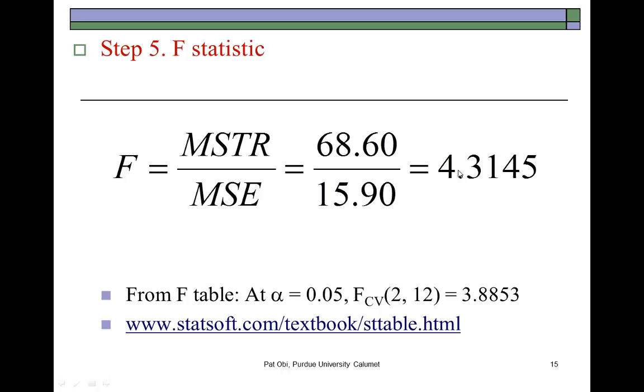the table. So we're going to go to the F table, and let's say we choose the most conventional level of significance, alpha of 0.05. We will find the critical value of F to be 3.885. The critical value of F is based on degrees of freedom associated with the numerator variation, which is the treatment variation, and that degrees of freedom is 2, and the degrees of freedom associated with the denominator variation, mean square error, and the degrees of freedom there is 12.